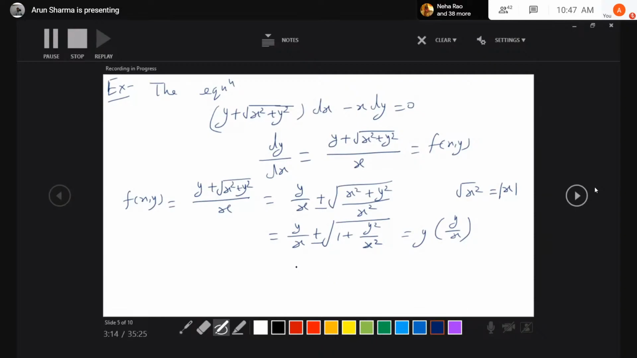Okay. So that means this equation is homogeneous. Any doubt? आगे चले? Yes, sir. Okay.